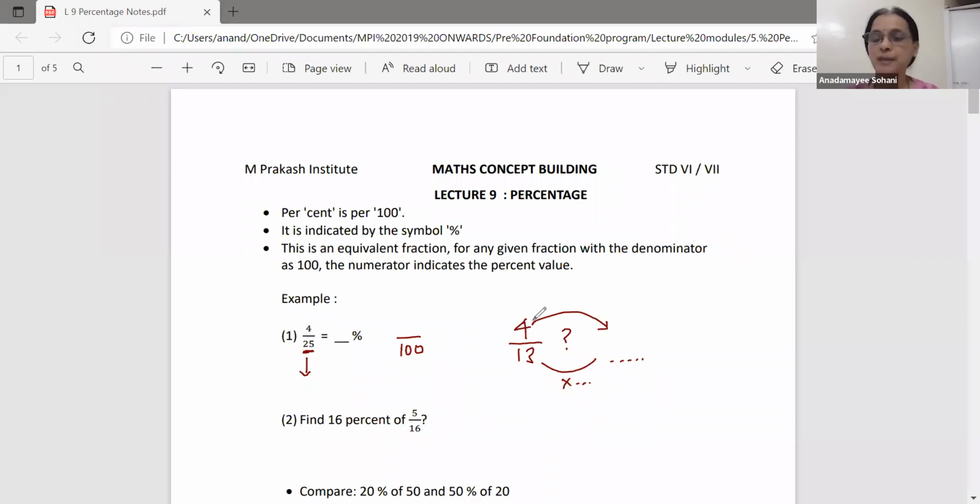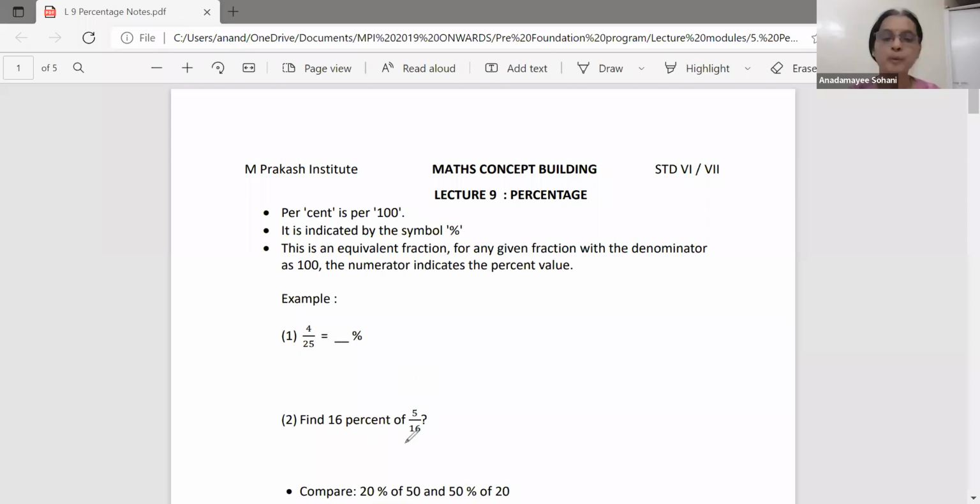But when the denominator is a direct multiple of 100, we get a very straight natural number in the numerator. So conversion becomes very, very simple. But any value can be converted into percent value. There should be no problem with it.